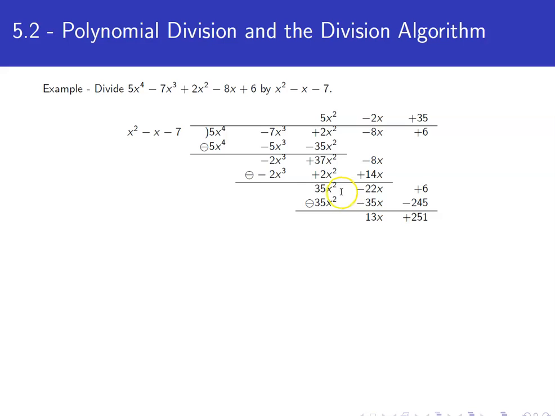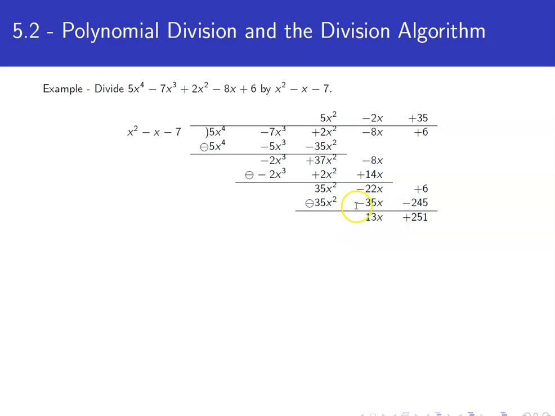The 35x squared still has a degree that's not less than this, so I ask myself, what do I need to multiply x squared by to give me 35x squared? That would be 35. Distribute the 35 through again. We get 35x squared minus 35x minus 245. Subtracting down again gives us 13x plus 251.